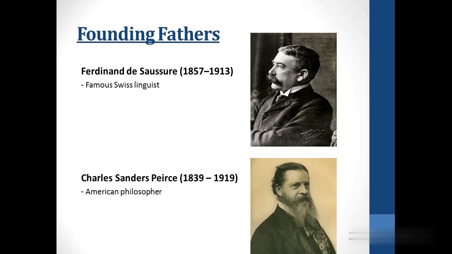There are two founding fathers of semiotics. The first one is Ferdinand de Saussure, who was a famous Swiss linguist. The second one is Charles Sanders Peirce, who was an American philosopher.